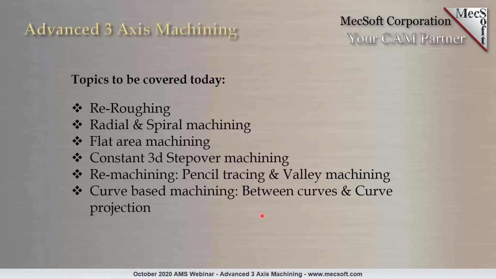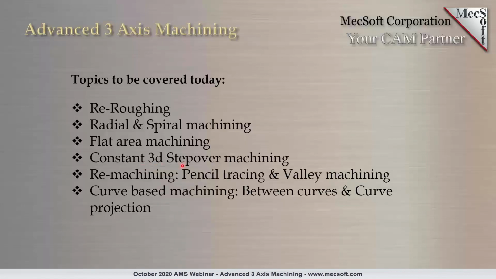Okay, so today's topic, as mentioned, is Advanced 3-Axis Machining, and the other highlights of the webinar would be reroughing. We'll be talking about 3-axis reroughing. Also be talking about radial and spiral machining in the 3-axis mode. Flat area machining allows you to clear flat areas, not only roughing as well as finishing. And then constant 3D step-over machining as well.